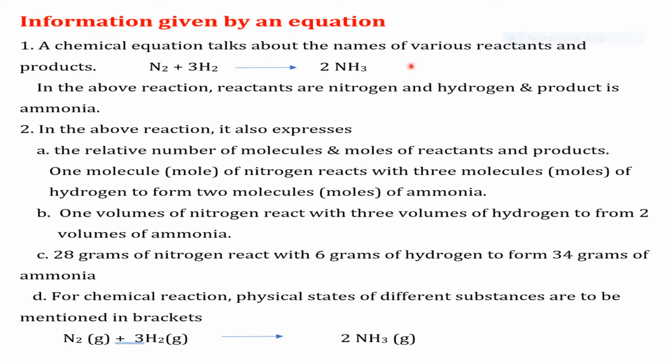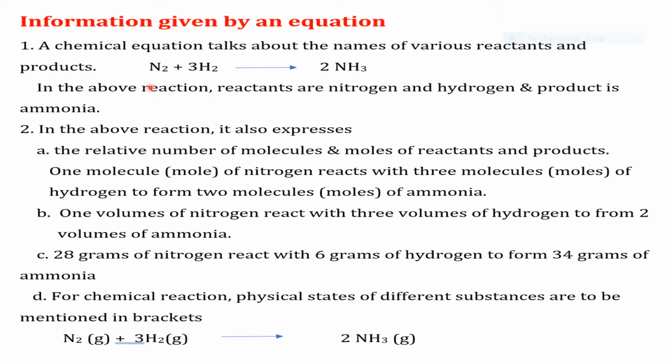Information given by an equation. A chemical equation talks about the names of various reactants and products. So in this reaction, N2 plus 3H2 gives 2NH3. The reactants are nitrogen and hydrogen, whereas the product is ammonia. It also expresses the relative number of molecules and moles of reactants and products. So in this reaction, 1 mole of nitrogen combines with 3 moles of hydrogen and we get 2 moles of ammonia.